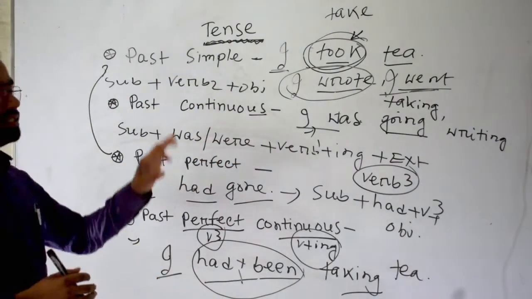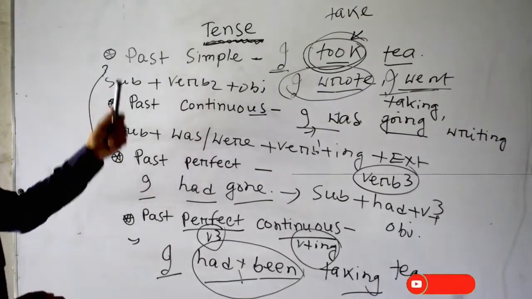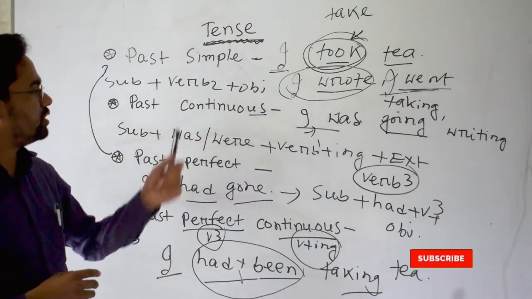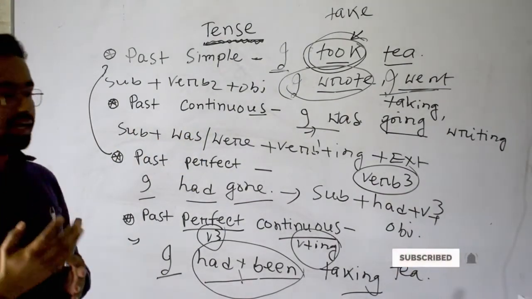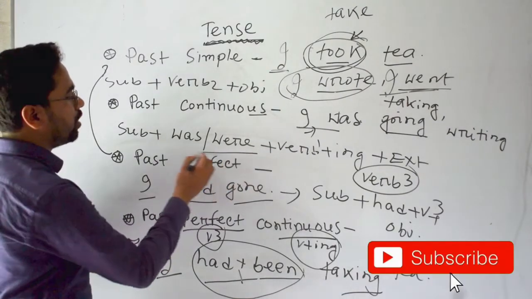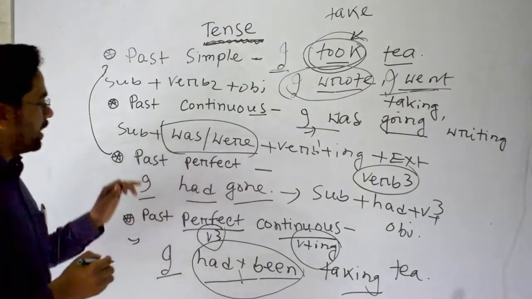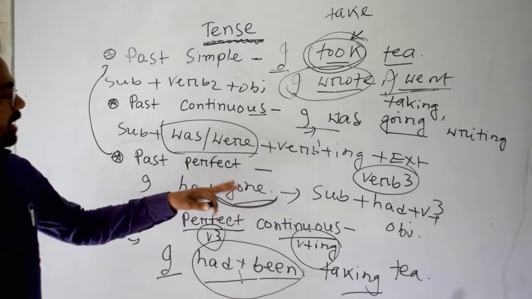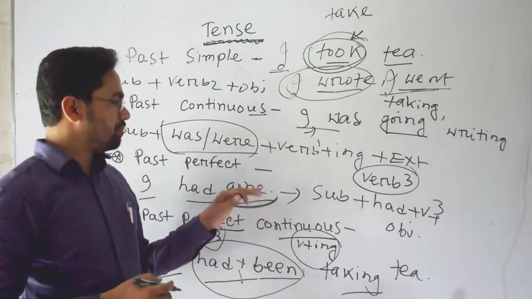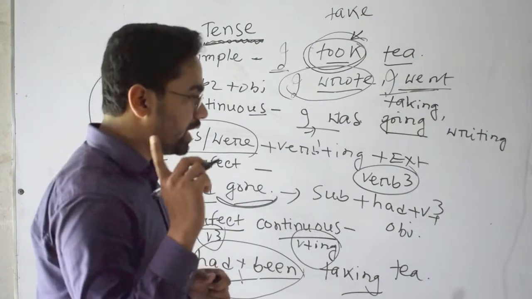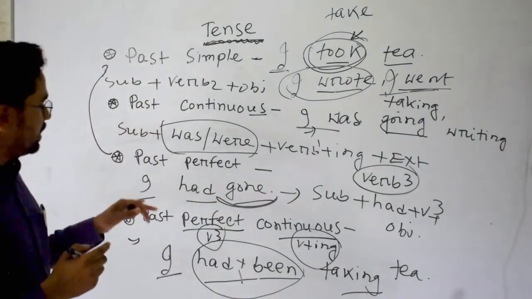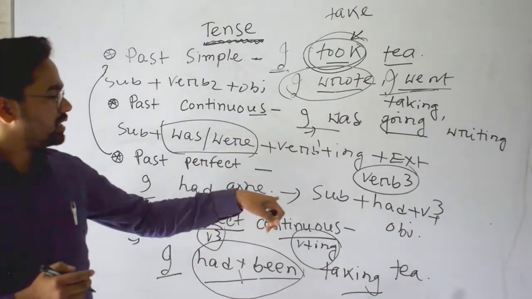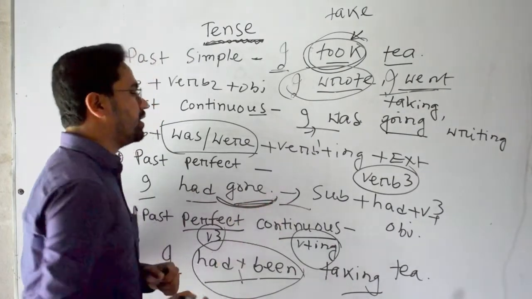And I want to summarize today's lesson. In past simple tense, you need to use the verb in past form. In past continuous tense, you need to use ing with the verb, and before the verb, you must use was or were as the auxiliary verb. In the past perfect tense, you need to use gone. Actually, in this sentence I have written gone, but you can use another verb in past participle form. The structure will be subject, had, verb past participle, and an object.